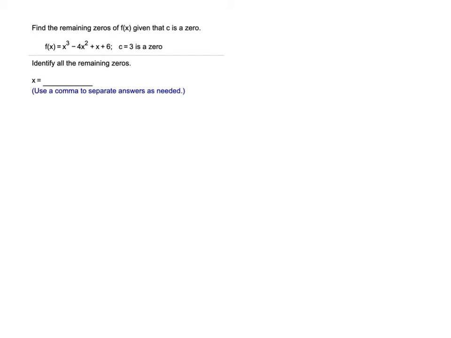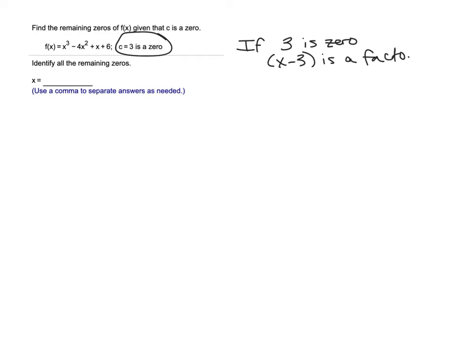Okay, find the remaining zeros of f of x given that c is a 0. So they're telling us that 3 is a 0, right? So we basically need to say that 3 goes evenly into the function, okay? So remember, if 3 is a 0, that means that x minus 3 is a factor. Those just go together, right?